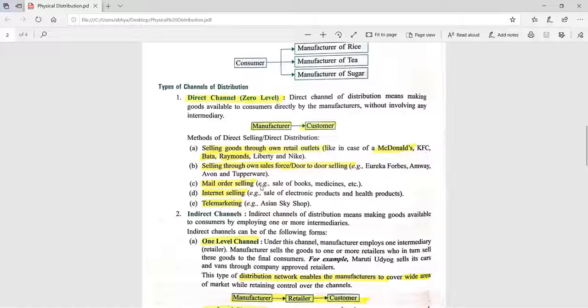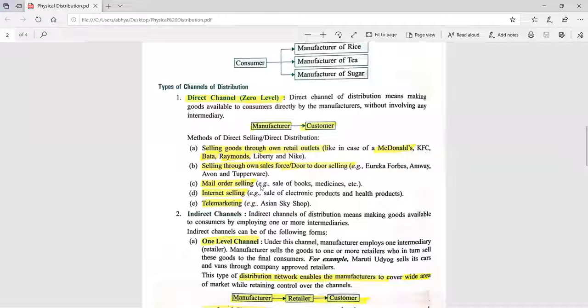Direct channel is also known as zero level. Nowadays, it is adopted at a large scale, means there is no middleman. The manufacturer is directly selling goods to the consumer. There is no intermediary, there is no middleman. Because of this, prices have become very low. You can see online shopping, Amazon or Flipkart, and many manufacturers themselves have just created their own website and they are selling their goods online. So zero level channel means the manufacturer is directly contacting the customer. There is no intermediary between manufacturer and customer.